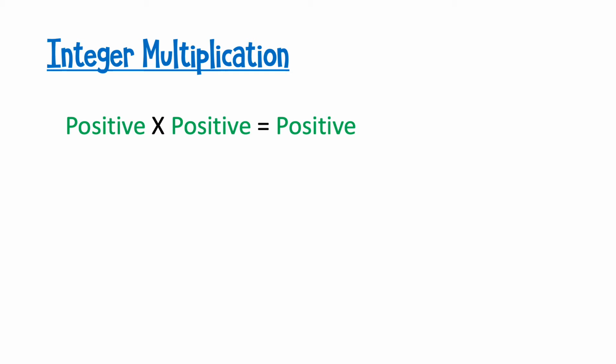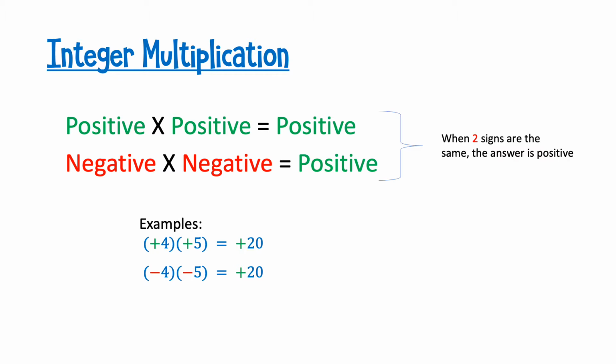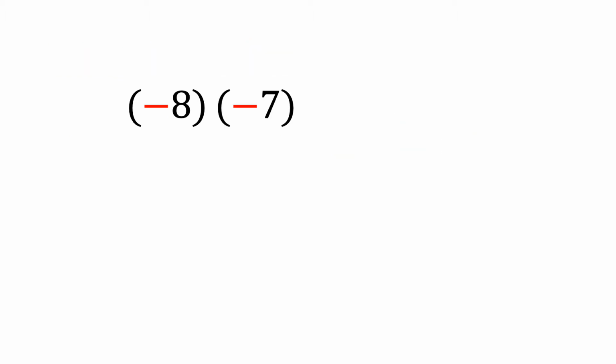When we're doing integer multiplication, there are a few simple rules to remember. A positive times a positive is a positive. This is what it's always been. 3 times 2 is positive 6. A negative times a negative is going to be a positive. So if you have positive 4 times positive 5, the answer is 20. Negative 4 times negative 5 is also positive 20. So when two signs are the same, the answer will be positive.